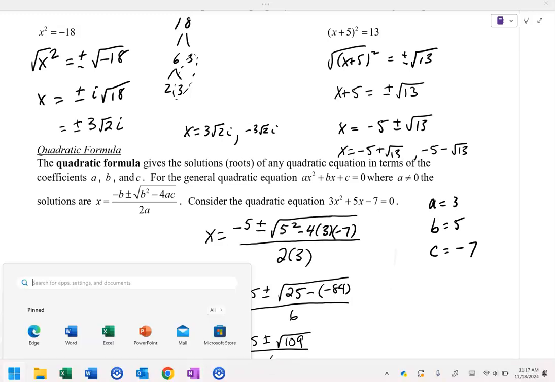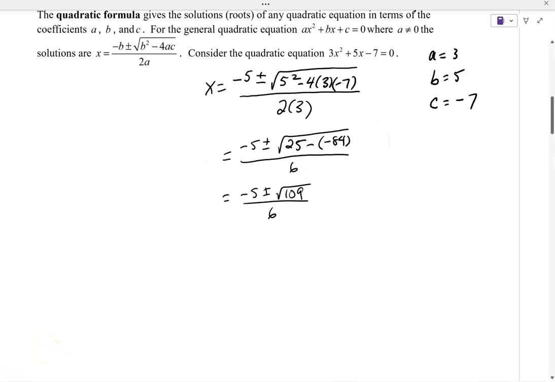So if you were to write out the two solutions, you'd have negative 5 plus square root of 109 all over 6, and negative 5 minus square root of 109 all over 6. And the big deal that I was just making a minute ago about your fraction bar, I do know that some of the problems in Hawks will ask you for decimals.